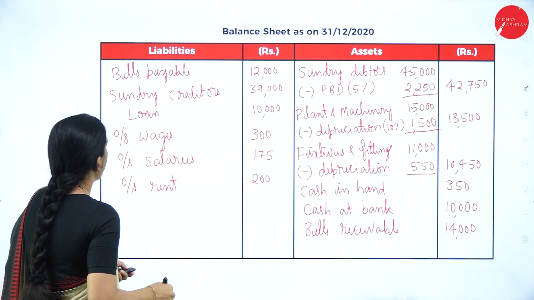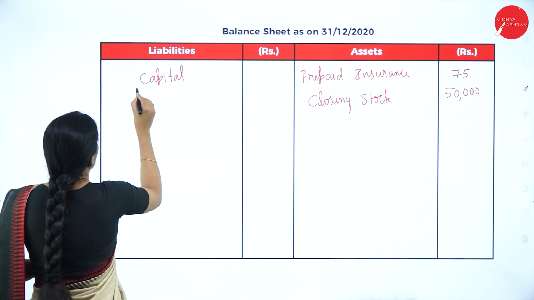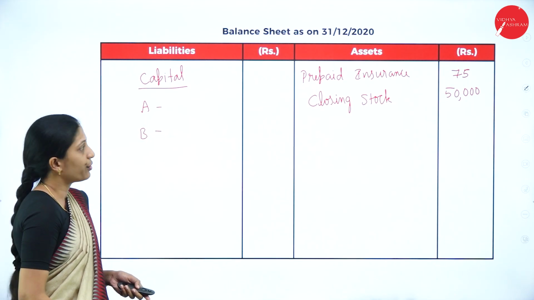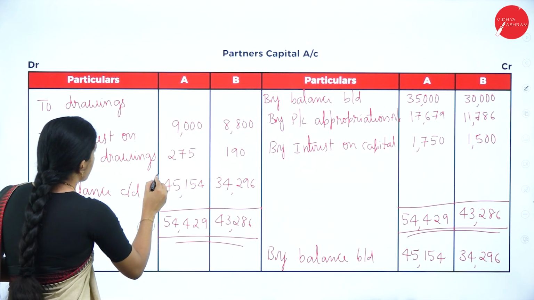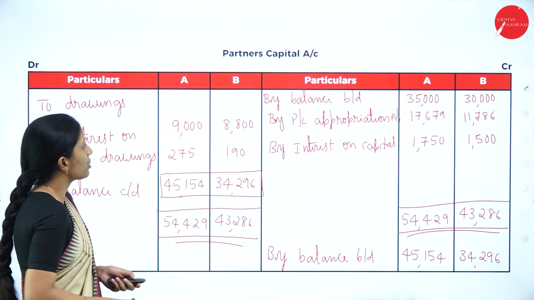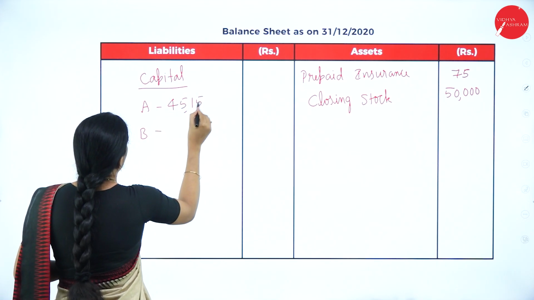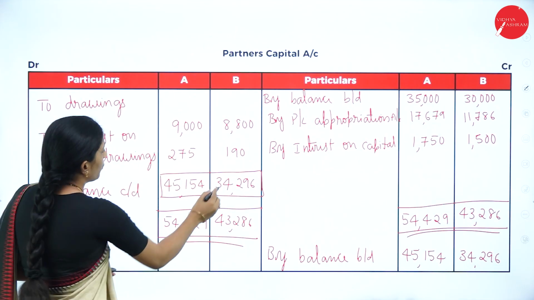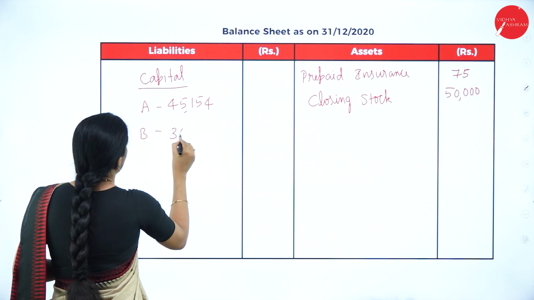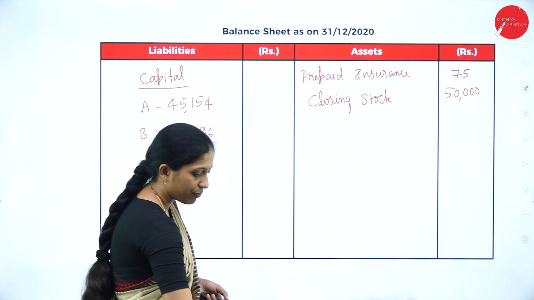So we shall write the capital here, on the liability side. We have two partners, A as well as B. Which capital do you record? The balancing figure I have got here, this capital you have to take. That is 45,154 and 34,296.